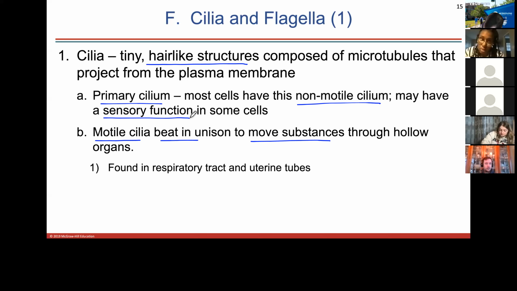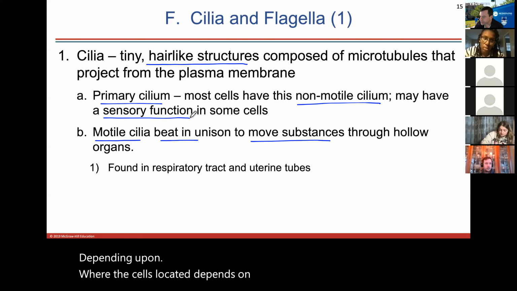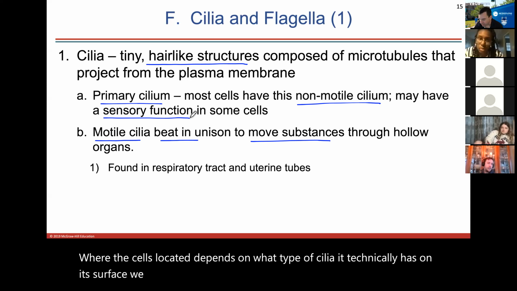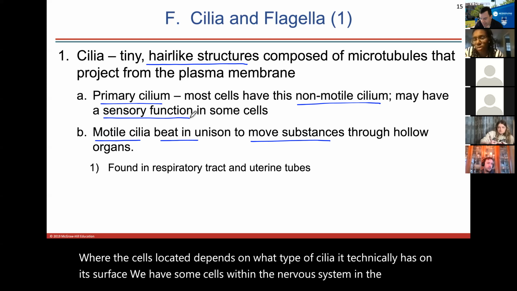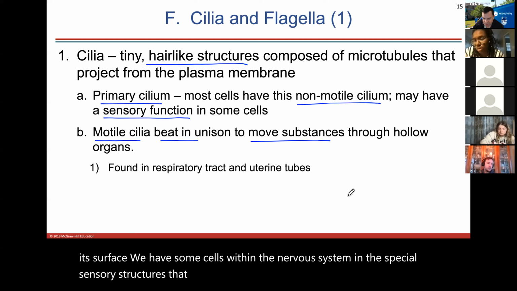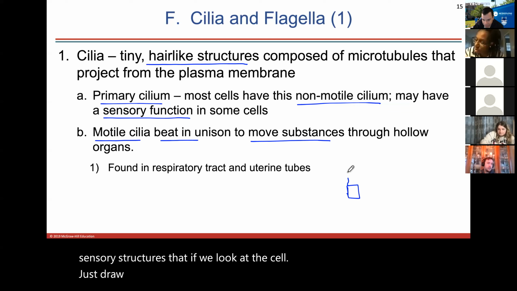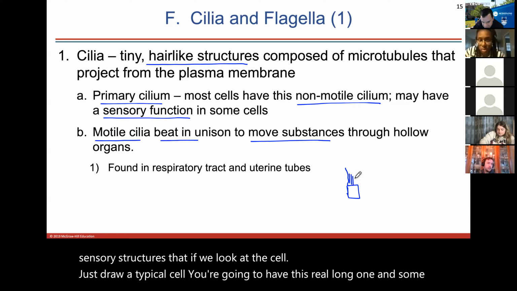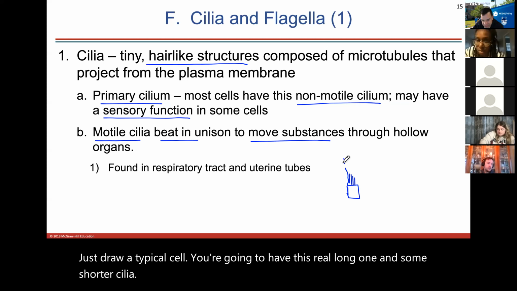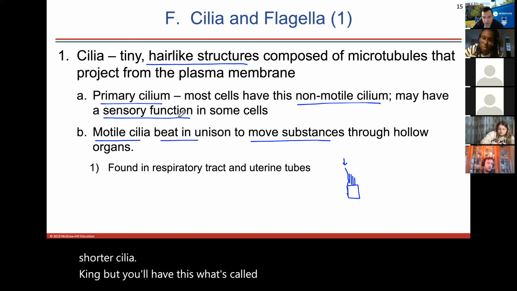Depending upon where the cell is located, depends on what type of cilia it technically has on its surface. We have some cells within the nervous system in the special sensory structures. If we look at the cell, just draw a typical cell, you're going to have this real long one and some shorter cilia. But you'll have this, what's called a primary cilium.